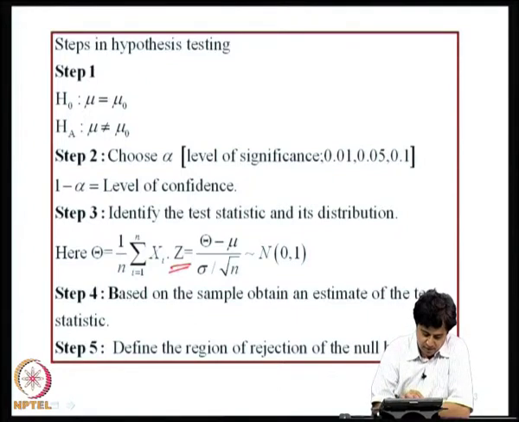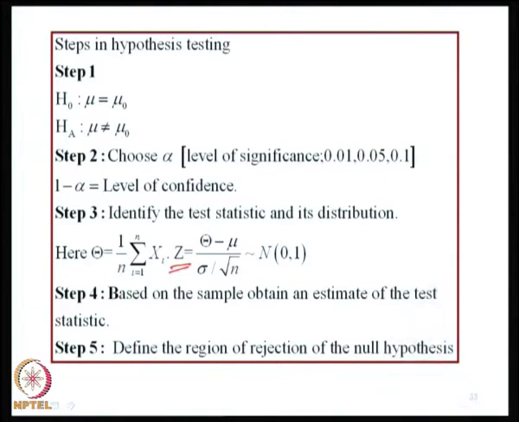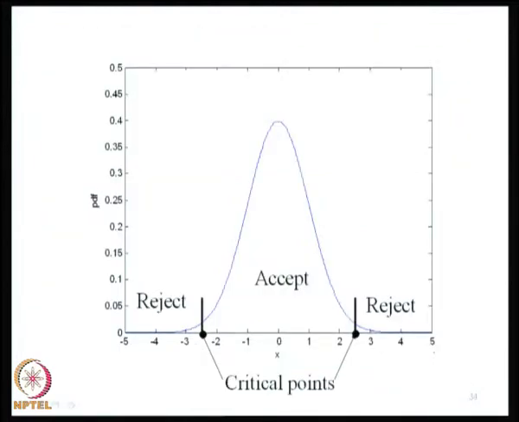Now we define the region of rejection of the null hypothesis. How do we do that? This is the probability density function of z and this area is 1 minus alpha. If the observed statistic, that is the observed value of z, is in this region, we reject the null hypothesis, otherwise we accept the null hypothesis. This is how we proceed.